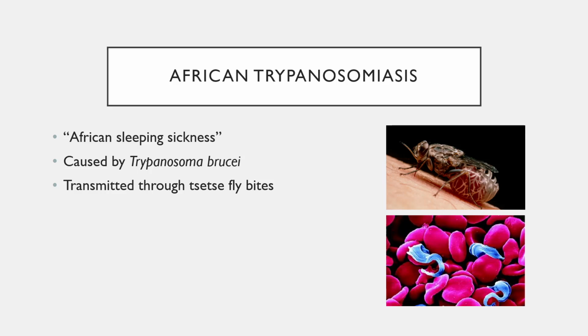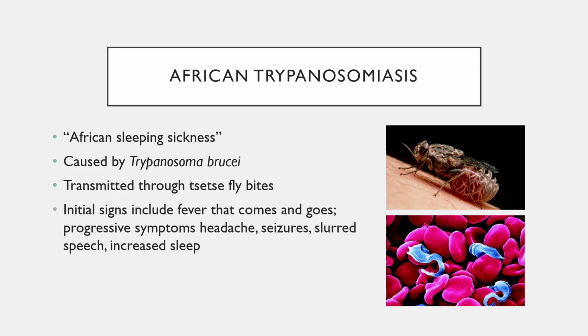The initial signs include a fever that comes and goes, and as the disease progresses, it includes symptoms such as headaches, seizures, slurred speech, and increased amounts of daytime sleeping, which is why it is referred to as African sleeping sickness. The pathogen has the virulence factor of antigenic variation, which makes it a difficult infection to get rid of.